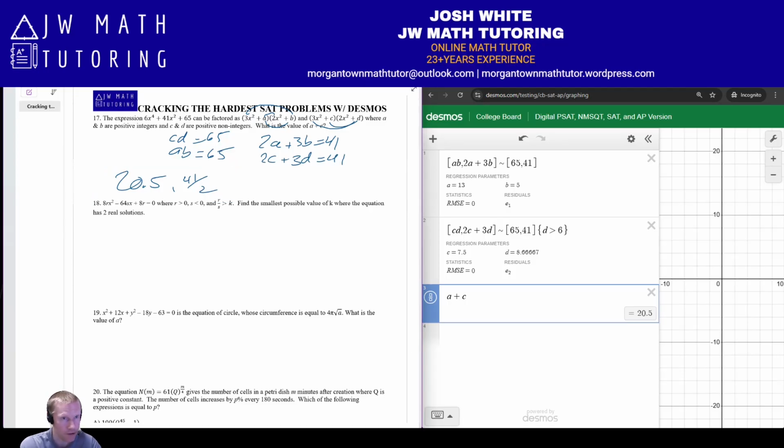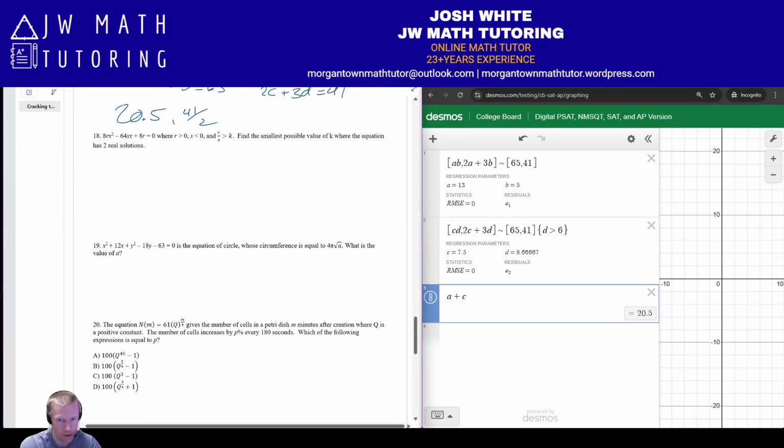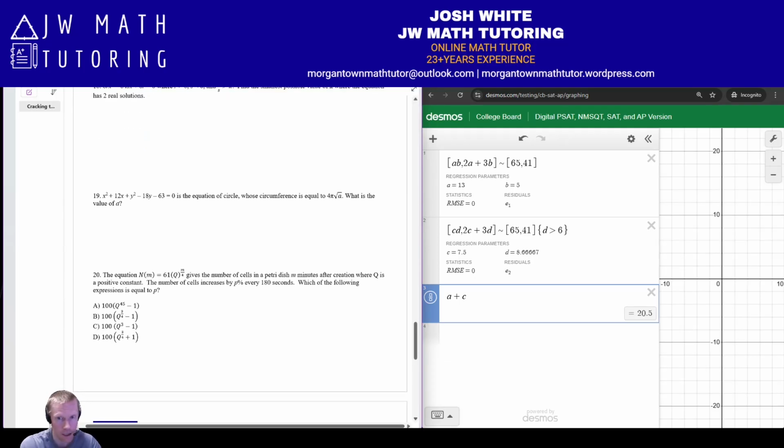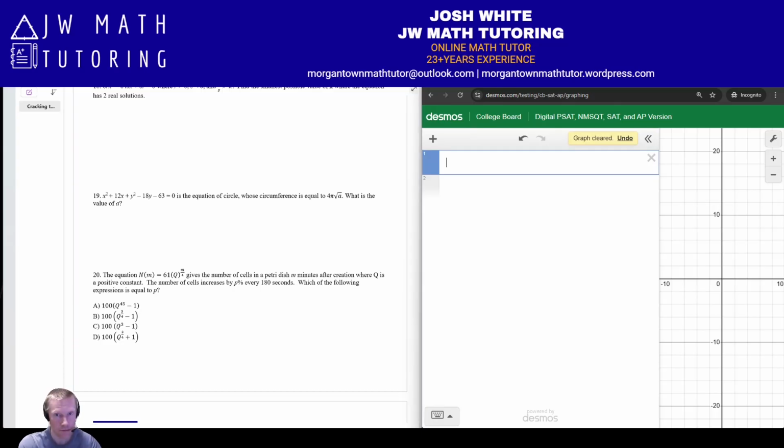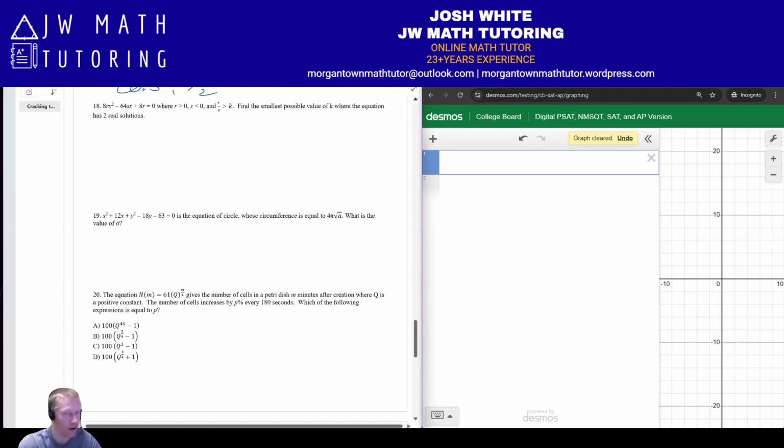All right, now let's take a look at number 18, right below it. So here we have, let me just clear out Desmos first. Oh, too far. All right, here we have a quadratic expression, and we're told that r is positive, s is negative, and we're told that r over s is greater than k. Find the smallest possible value of k where the equation has two real solutions.